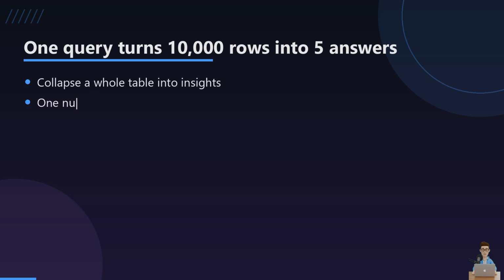How do you turn 10,000 raw rows into 5 clean answers? That's what GROUP BY and HAVING do. Total sales per city, average score per class in one query. By the end, you'll bucket data and then filter those buckets. It's one of the most useful things SQL does, so let's get into it.